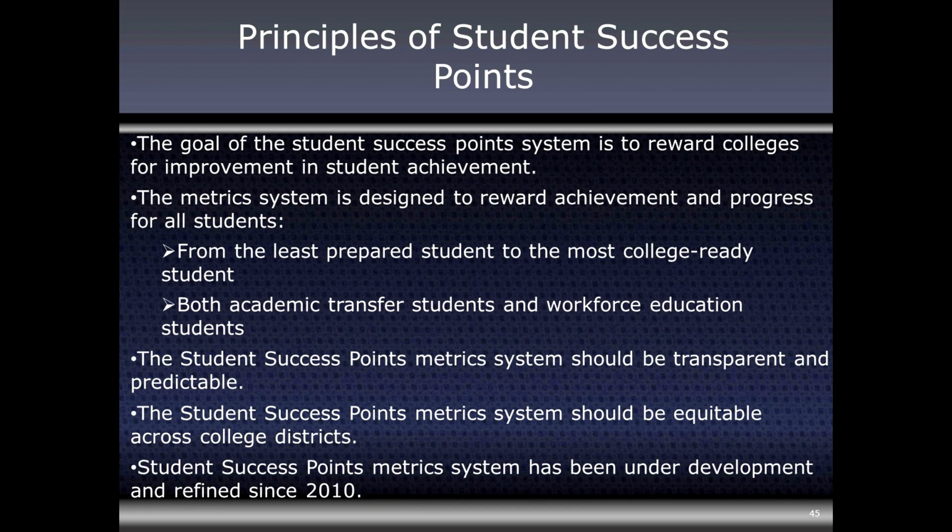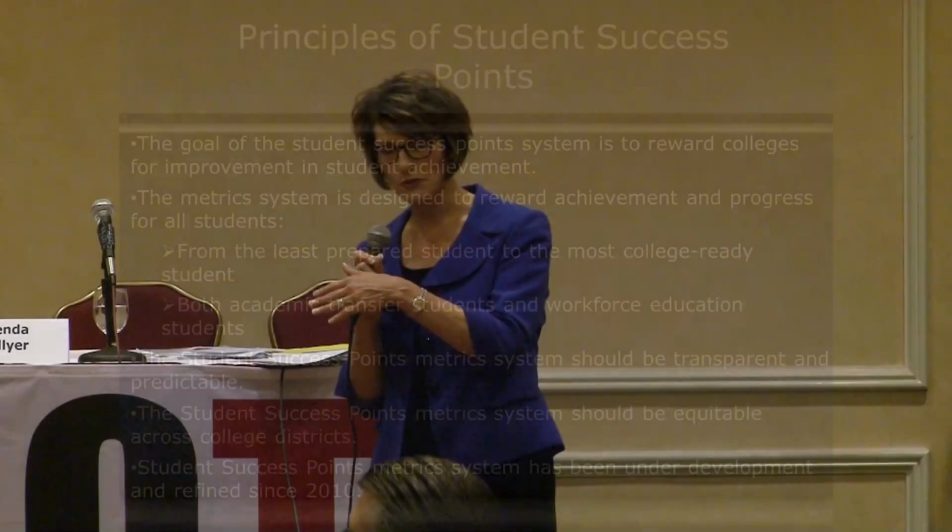The student success points are supposed to be each college competing against themselves. We want progress. We want students who aren't college ready to get college ready, and we want to see completion throughout the system. That was what we were trying to work on. Again, a lot of our students go into the workforce, they get certificates, they get associate degrees, but they also transfer. So how do you continue to measure our progress across that pipeline?